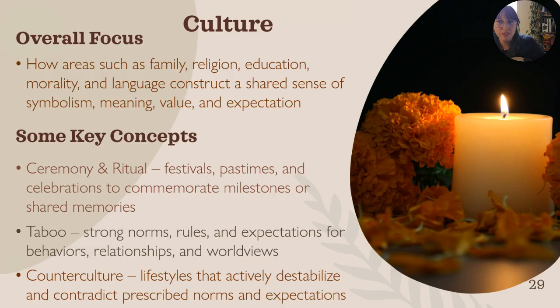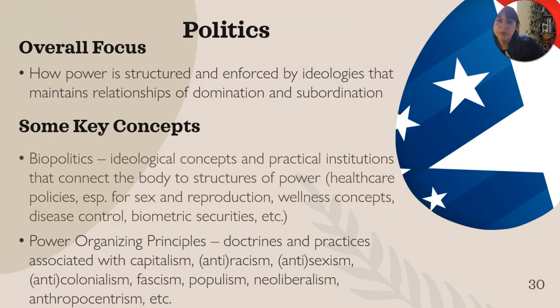Some key concepts are biopolitics. So looking at things like healthcare, for example, how do ideas about identity, the body, that type of thing, play into these structures of who has power and who doesn't? Power organizing principles, doctrines basically associated with all the isms like capitalism, racism, sexism, colonialism, fascism, anthropocentrism, and all the antis of that.